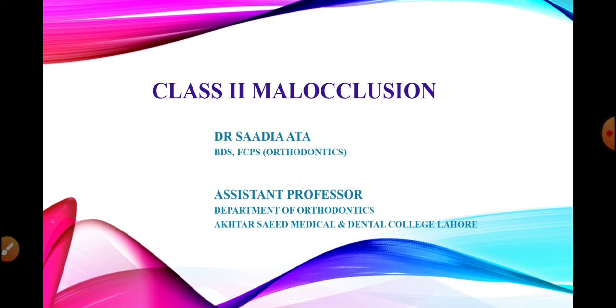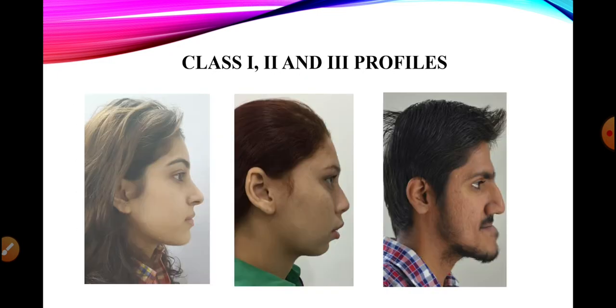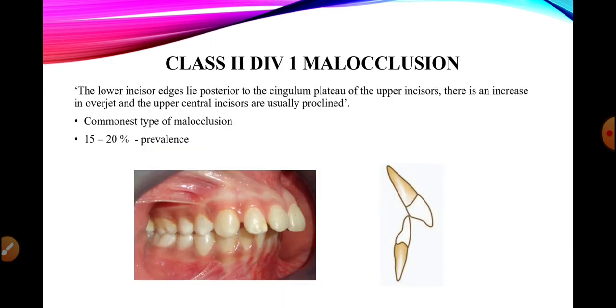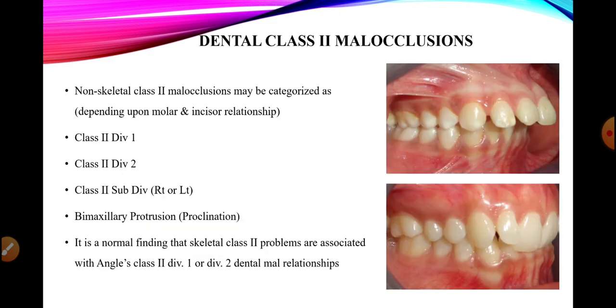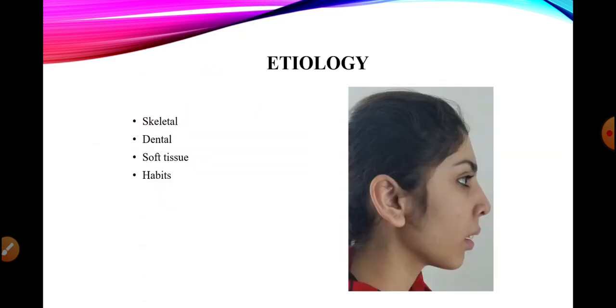Yesterday we discussed class 2 malocclusions, in which we talked about the class 2 dental malocclusion and class 2 skeletal patterns. Then we talked about the classification of class 2 malocclusion: class 2 division 1, class 2 division 2 malocclusions, bimaxillary proclination and the subdivisions. Then we talked about the etiology of class 2 division 1 malocclusion, in which we said that it is multifactorial with skeletal, dental, soft tissue, and habits as components to it.